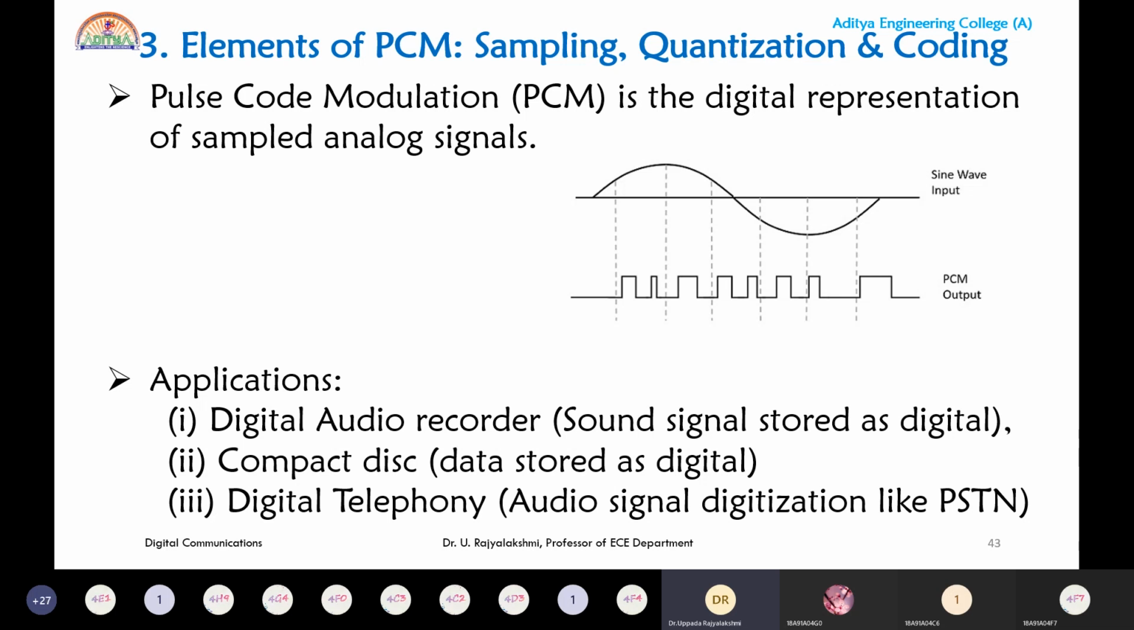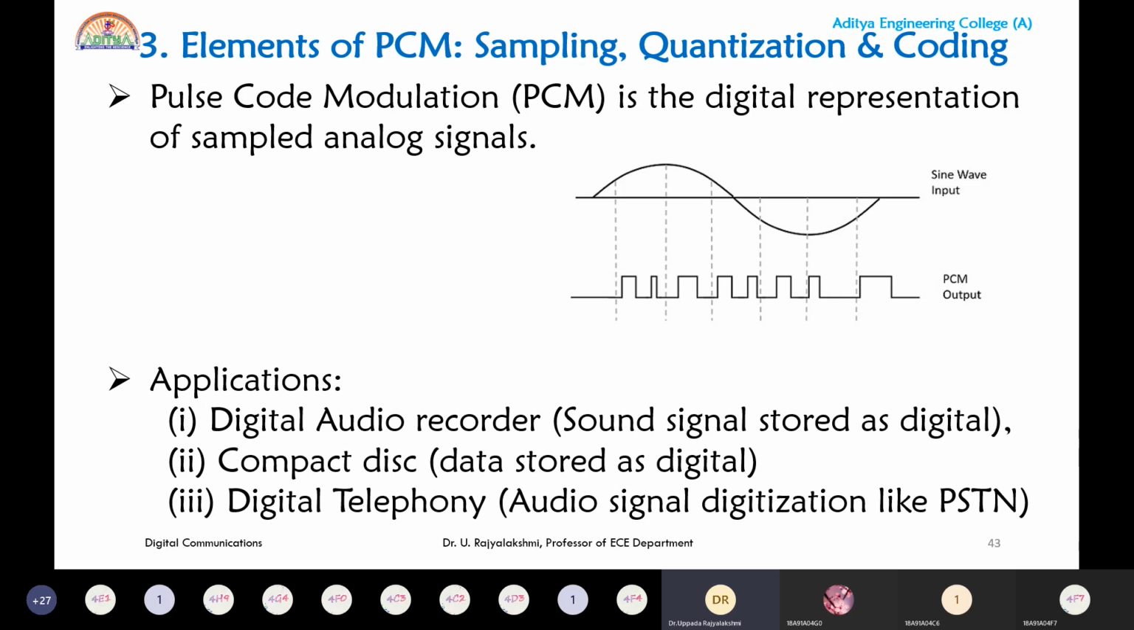The second one is the CD, compact disc. Here you are storing the data as a digital component. Data is stored as digital. That is the second application of PCM. And what is the third application? Digital telephony.